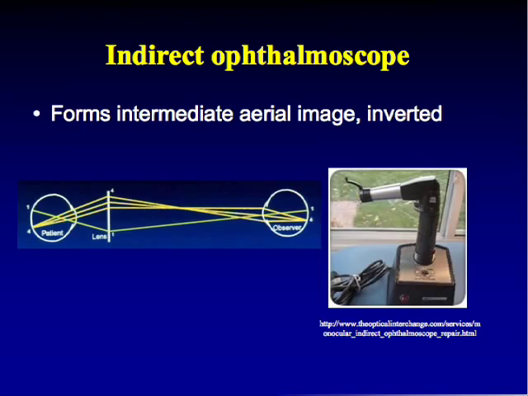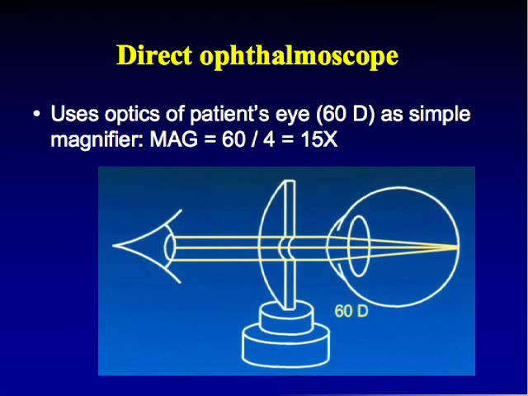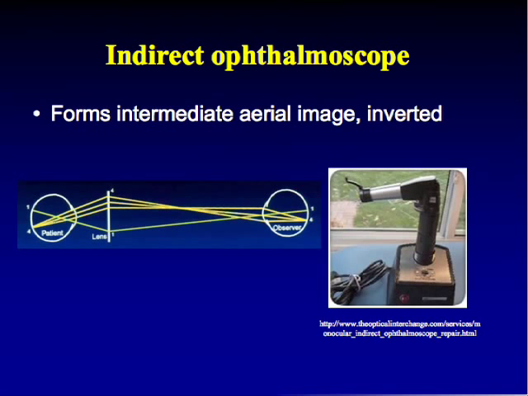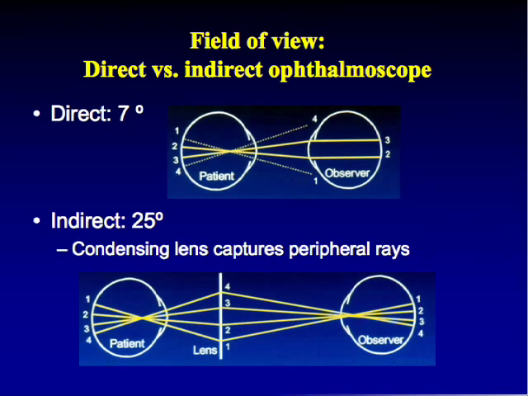And then one thing is when you're doing direct ophthalmoscopy, only some of the light is making it all the way to the examiner. The indirect ophthalmoscope has this condensing lens that captures the peripheral rays and brings them into the observer's eye. It used to be done with this monocular indirect ophthalmoscope, but then Schepens invented the binocular indirect ophthalmoscope. This is just the field of view again: 7 degrees with direct ophthalmoscopy, 25 degrees with indirect because of the condensing lens capturing those peripheral images.